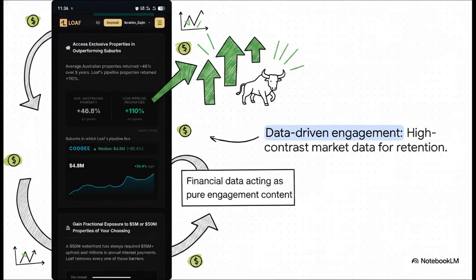And to keep those daily active users engaged long-term, you absolutely need a compelling feedback loop. They do this by feeding users actionable, high-contrast market data, creating a massive retention engine. Check this out. When users see that average Australian properties returned about 46.8% over 5 years, while Loaf's pipeline properties in outperforming suburbs returned 110%, it triggers a huge psychological response. People want to beat the market, right? By constantly updating this data, showing green arrows and bullish market news right next to the assets, they give users a compelling reason to open the app multiple times a day. It's financial data acting as pure engagement content.